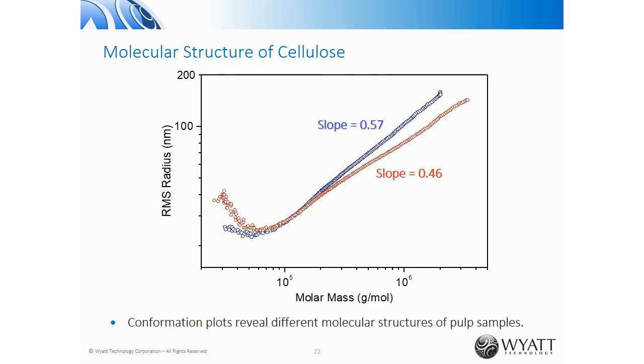But with multi-angle light scattering detection, we get additional information, which is root mean square radius, and then we can plot root mean square radius against molar mass in double logarithmic scale. The plot is called a conformation plot. If you look at the conformation plots of the 2 cellulose samples, we can see the difference. The blue sample has the slope of 0.57, which is a typical value for linear macromolecules. The red sample has a markedly lower slope that indicates branching of the polymer chains.